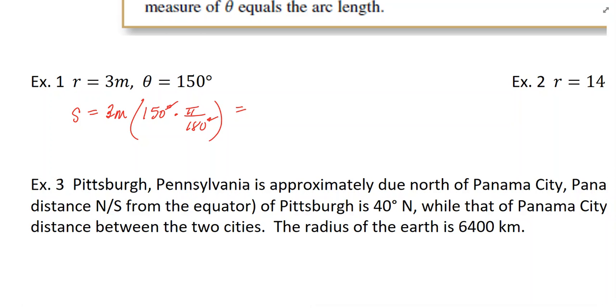Everybody put those numbers in your calculator: 3 times 150 times pi divided by 180. To 2 decimal places, tell me what you get. 7.853 meters. So to 2 decimal places, we should get 7.85 meters.